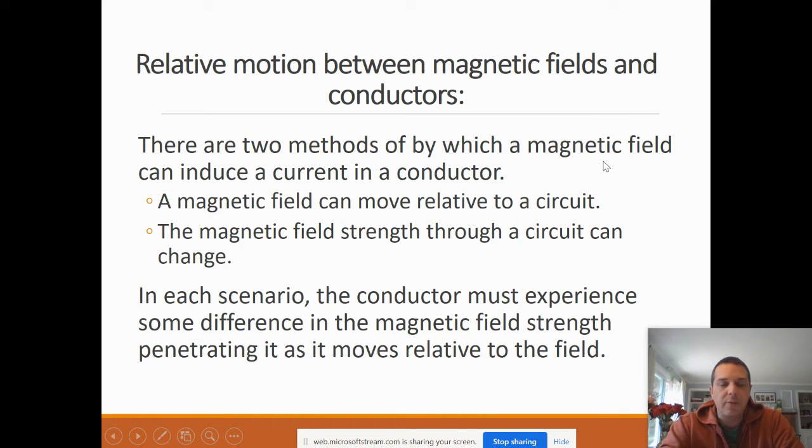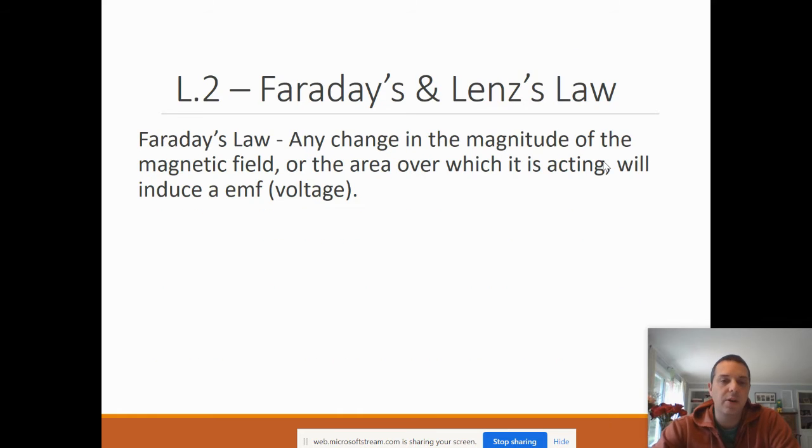When we talk about EMF and induction, there are two methods by which we can induce it. The first is that we can move the magnetic field source and the circuit relative to each other. If there's a change in motion between the two, that will vary the amount of magnetic field acting on the conductor, which gives us a varying magnetic flux, and this causes current to flow. The other thing you can do is change the magnetic field strength. But in both scenarios, there's a difference in the magnetic flux acting on the circuit, and this difference in flux is what causes current to flow.